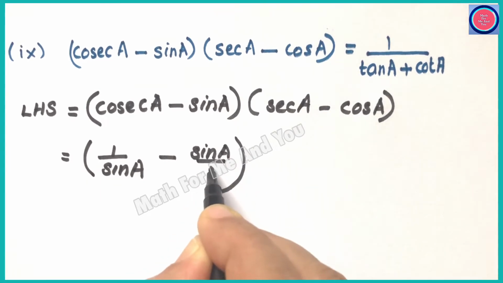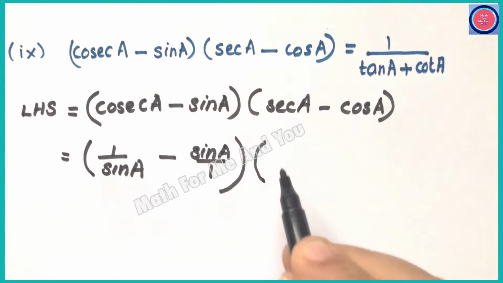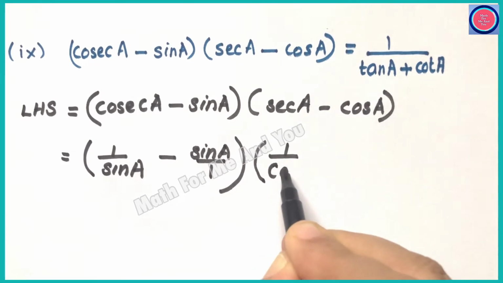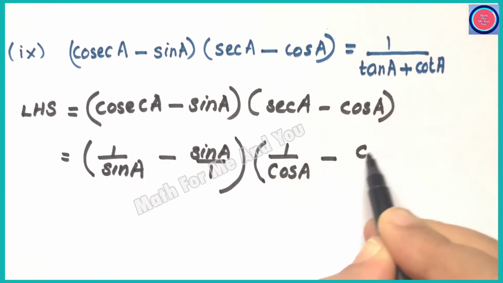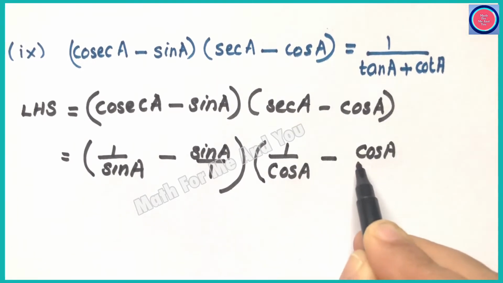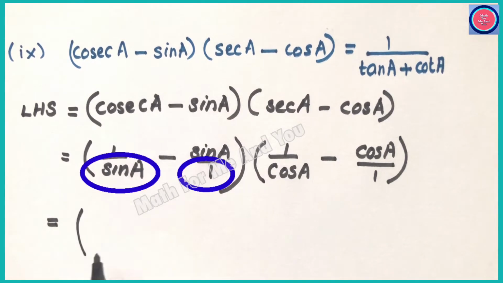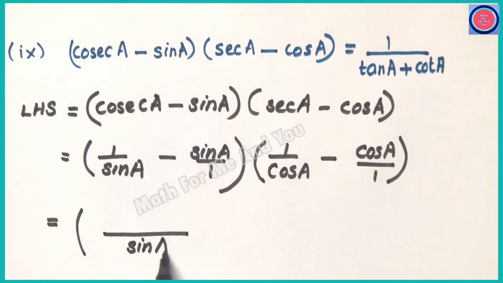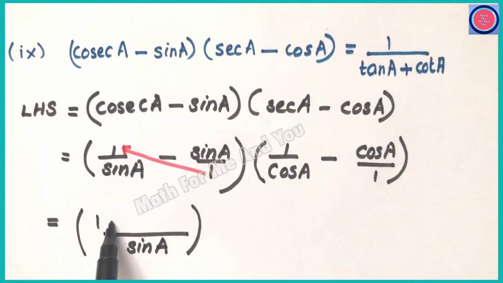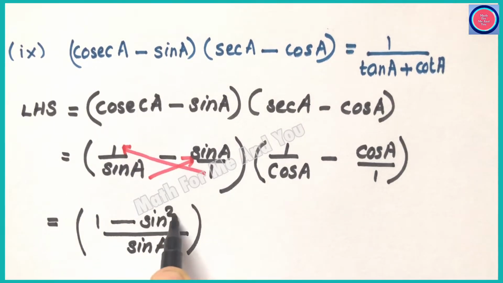So it will be of the form 2 fractions to be subtracted. Next bracket, sec we are changing as 1 by cos. Sec a equals 1 by cos a minus cos a. Cos a we can give a denominator 1. Next step, first bracket we are going to subtract 2 fractions. So we need LCM as the denominator. Sin a times 1, that is sin a, is the common denominator. We can write sin a as the denominator and cross multiply to get the numerator. 1 times 1, 1 minus sin a times sin a is sin square a.